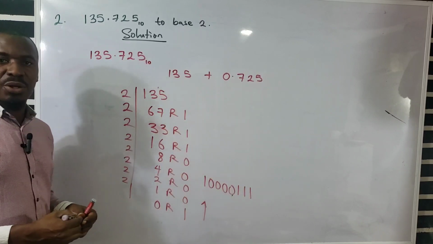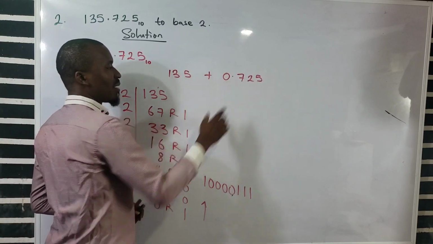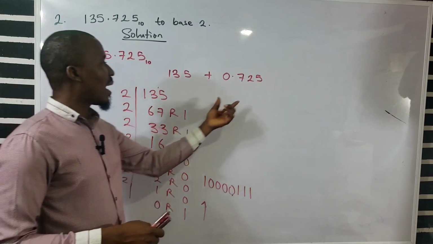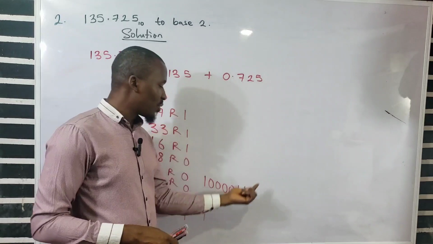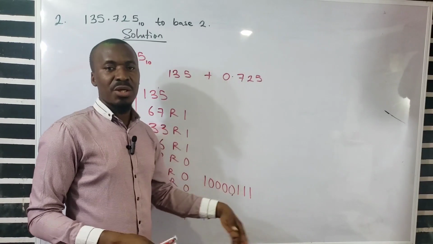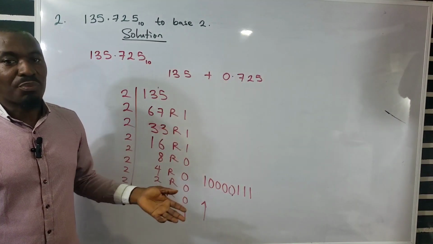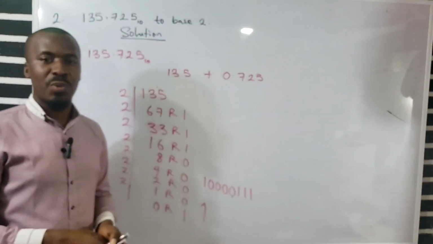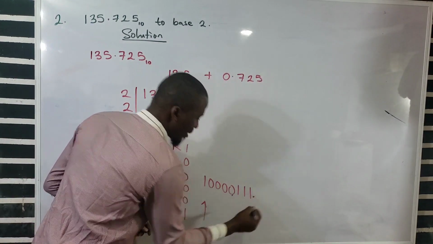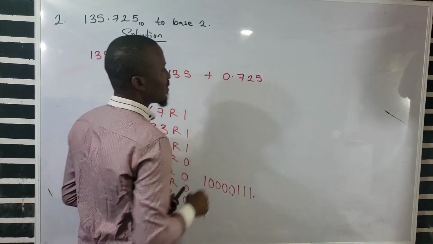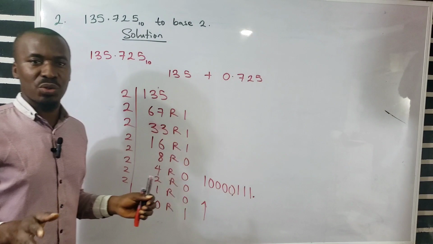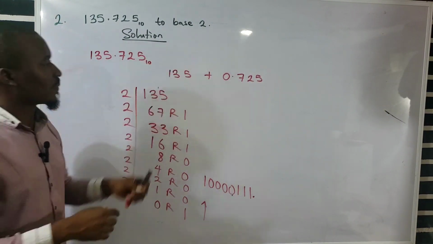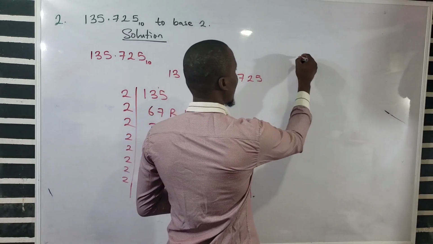But remember, we are not done because we still have the decimal part to deal with. Remember what I said, that when you are taking care of the decimal part, when you have more than 3 or 4 decimals, you can stop there because some numbers might not really terminate. So you need to just stop at a certain point. So let's have our point here. So let's go over to the decimal part and do what we are supposed to do, which is to convert the decimal part also to base 2.